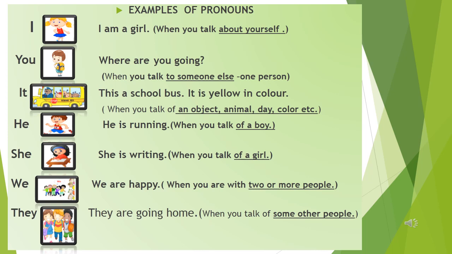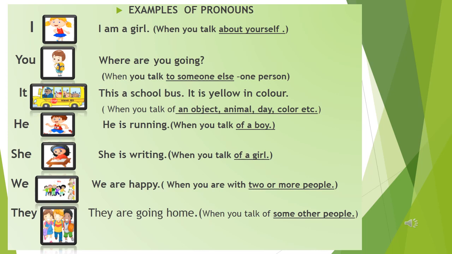So here you can see a picture. This is a bus. It is yellow in color. This is the picture of a bus, and what is the color of the bus? It is yellow in color. So I have used it because it is an object.